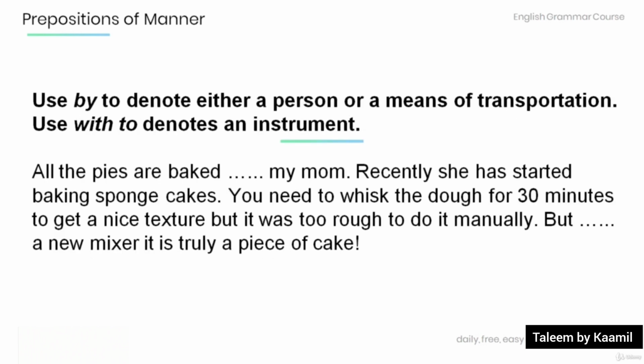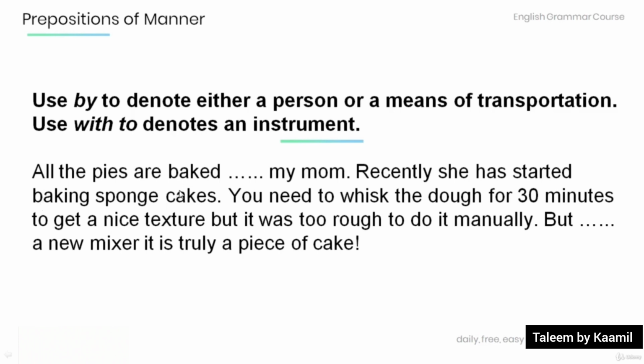Now we use by to denote either a person or a means of transportation, and we use with to denote an instrument. Now read the following sentences and fill in the blanks using the appropriate preposition of manner.